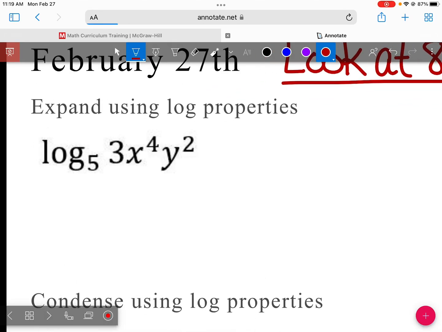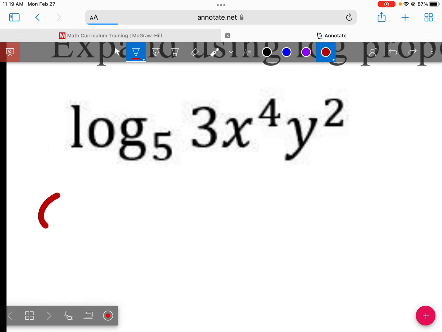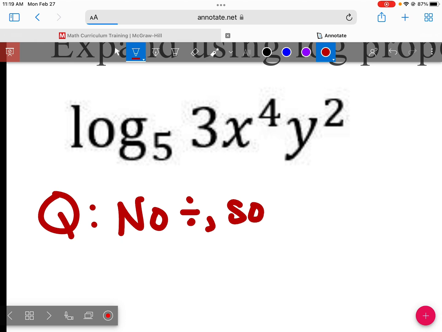When we expand logs, what property do we use first? Quotient. Do I need to use the quotient property on this one? No, why not? Yep. No division. So we're going to skip this.